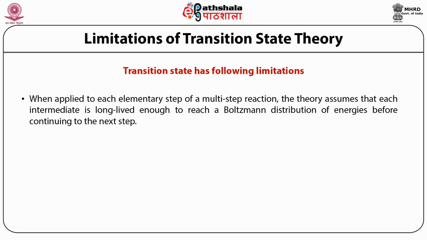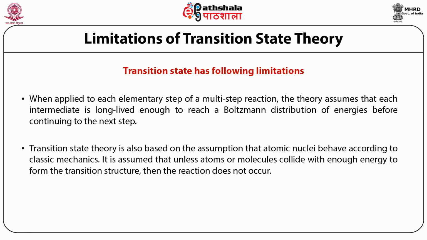In such cases, the movement of reaction trajectories from reactant to intermediate can carry forward to affect the product selectivity. Therefore, for an intermediate which is short-lived, these theories fail. The second limitation of this theory is that transition state theory is based on the assumption that atomic nuclei behave according to classical mechanics, and it is assumed that unless atoms or molecules collide with enough energy to form the transition state, the reaction doesn't occur.